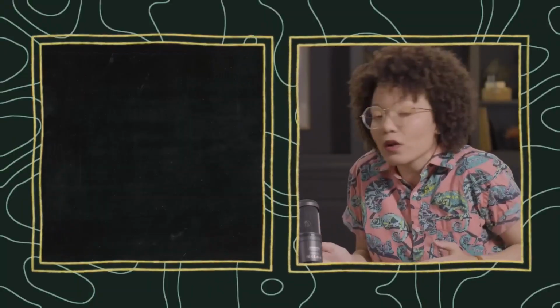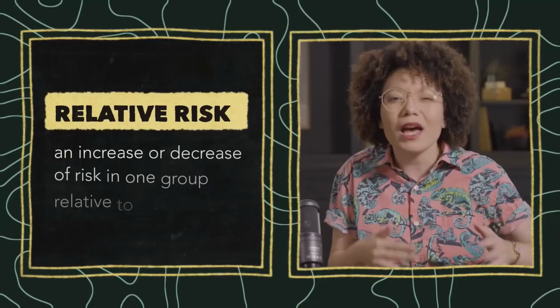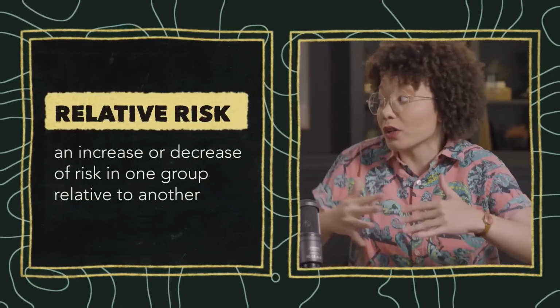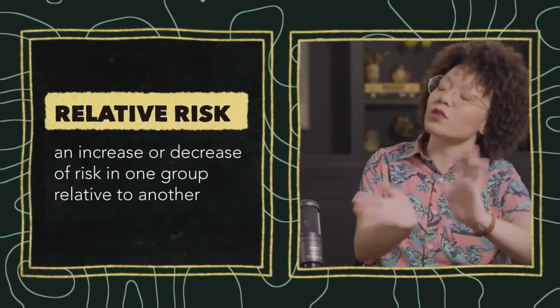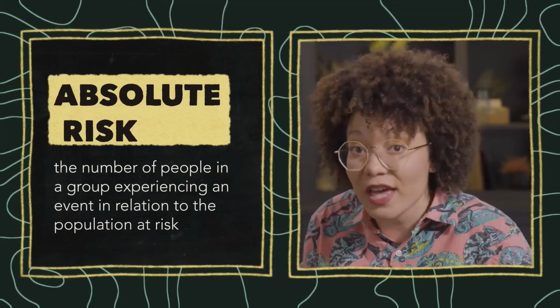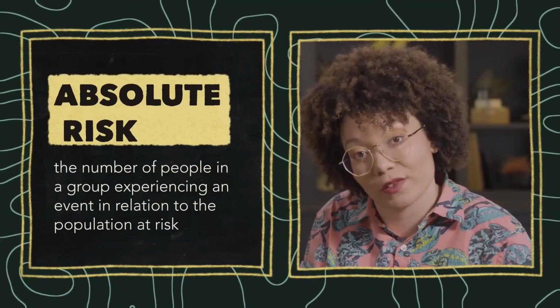What a great guess. It sounds like a lot when someone says risk has increased by 100%, but that's just what scientists call the relative risk, or how much the likelihood of something happening gets bigger or smaller relative to something else, which can be helpful to know, but it doesn't tell us the whole story. For that, we need the absolute risk, or the number of people actually experiencing an event in relation to the population at risk. The absolute risk stayed relatively low.